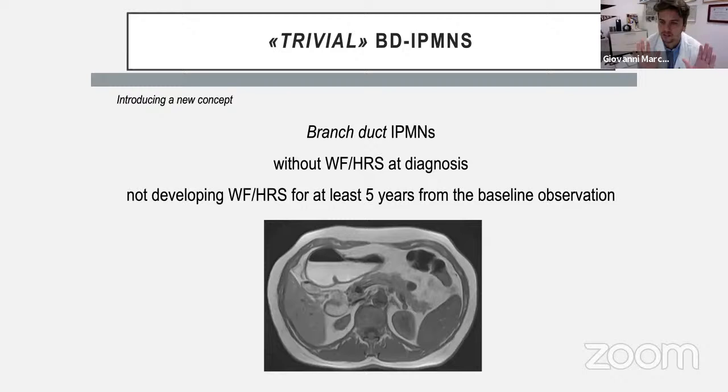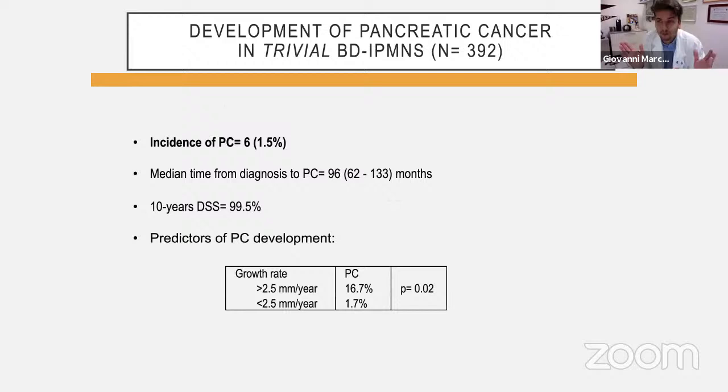So this little thing here is a hole in the pancreas, you can see it. It's smiling at us because it says, hey, I'm benign, but we don't really know, right? So this is what we call trivial, stable for 5 years. Well, but of course there are BD-IPMN, right? So the risk is not zero.